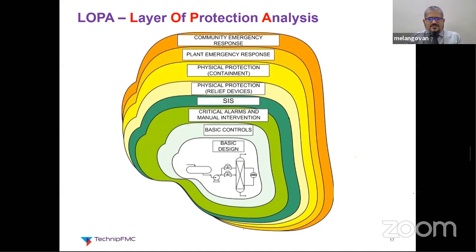Okay, at the heart of the model is your process design. The very first protection layer is your basic design. For example, in our case, we are designing the plant to store the diesel and distribute the diesel. So what basic design have I followed?